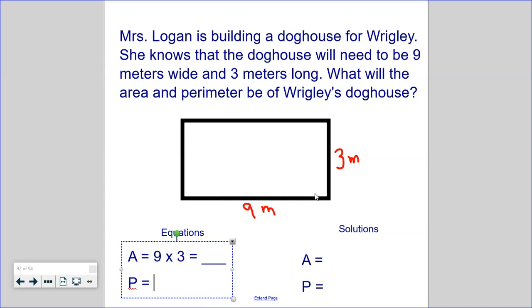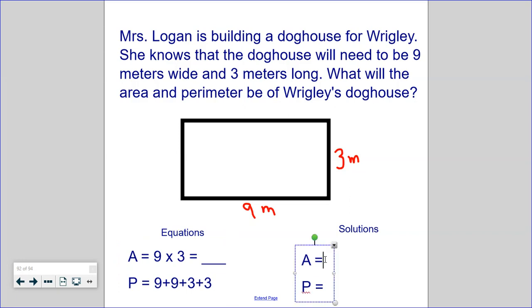Now I know if this is 9, this is 9. I know if this is 3, this is 3, because it's a rectangle. So I'm going to do 9 plus 9 plus 3 plus 3. That will give me the perimeter. All right, let's figure out our answers.